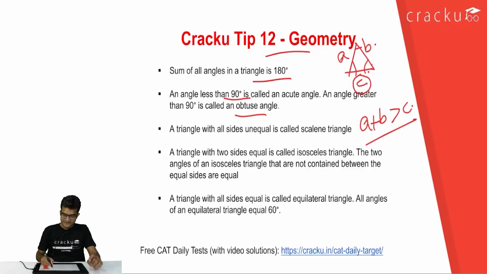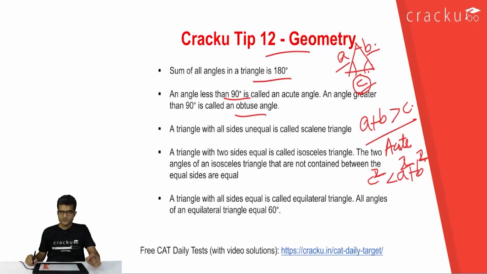But if you are having an acute angle triangle, with sides A, B and C such that C is the largest side, another important aspect of acute angle triangles is that C square, that is the square of C, will be less than A square plus B square. C is the longest side. This is true for acute angle triangles where all the angles are less than 90 degrees.